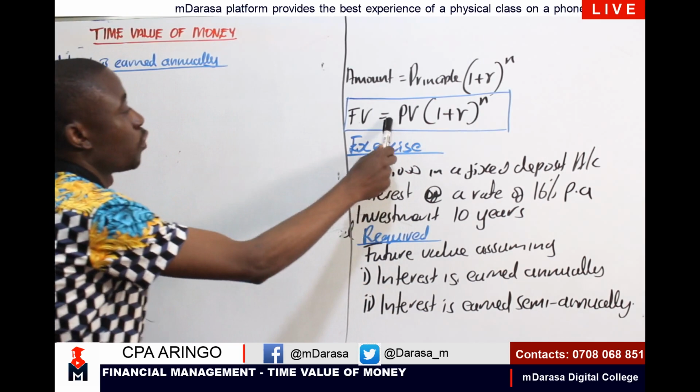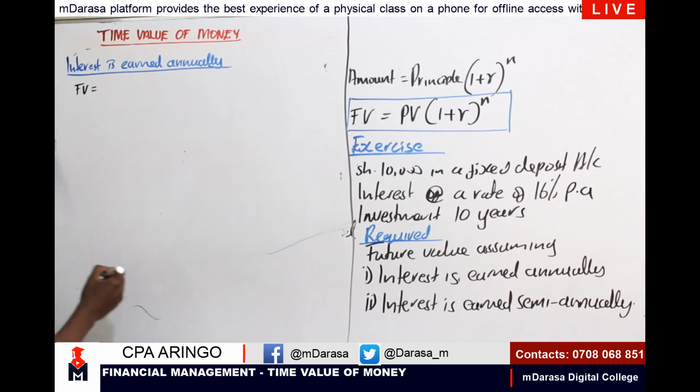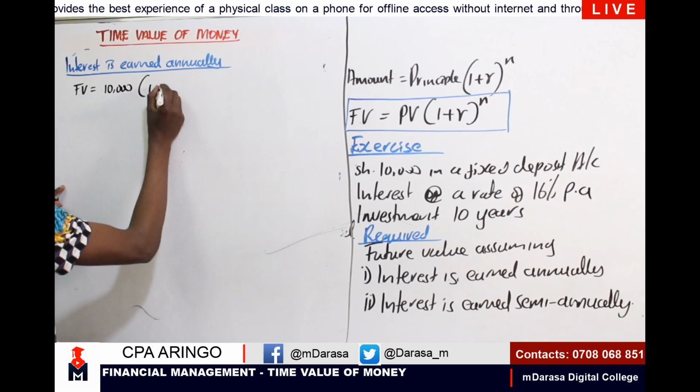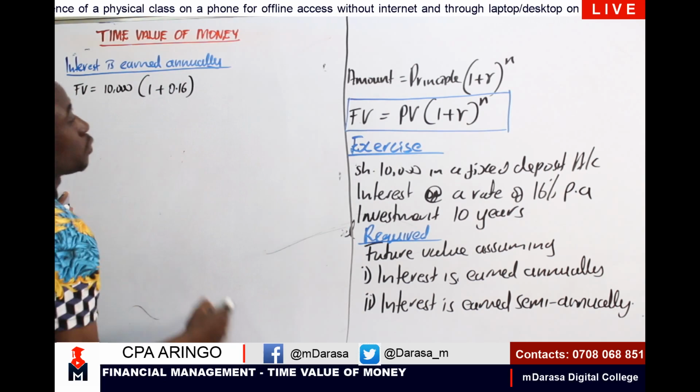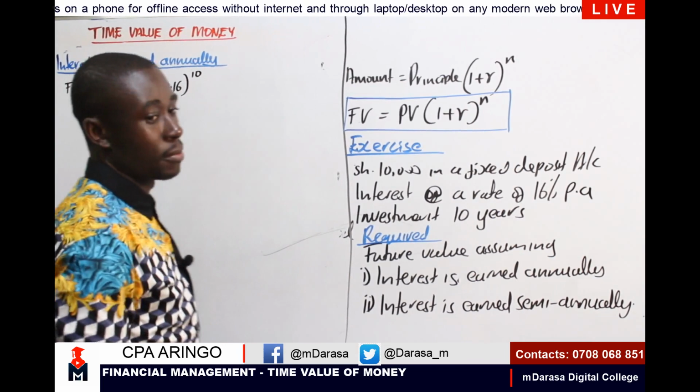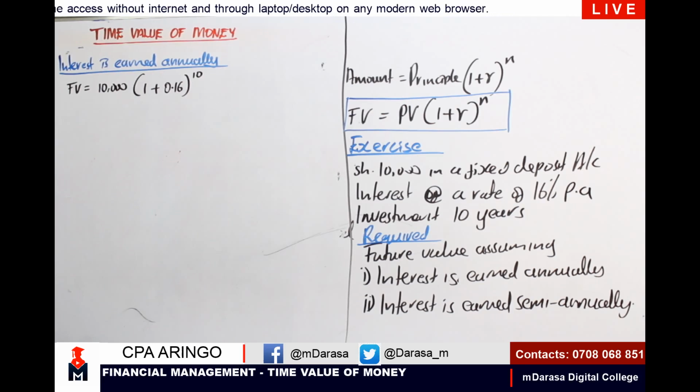We have our formula here. That will be simple because I'll just be taking my future value, which will be equal to my present value today, 10,000 shillings, into 1 plus rate, which in this case is 16%, 0.16, raised to power n, the number of periods, 10 years. That will be very simple as that, right? So if I can pick my calculator, this is what we'll be having.